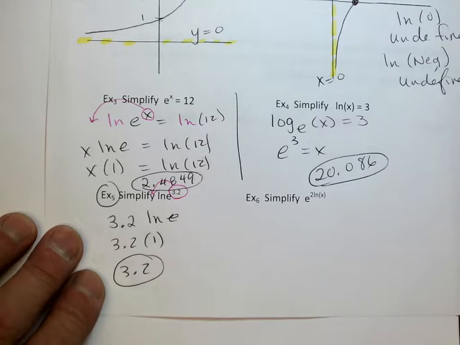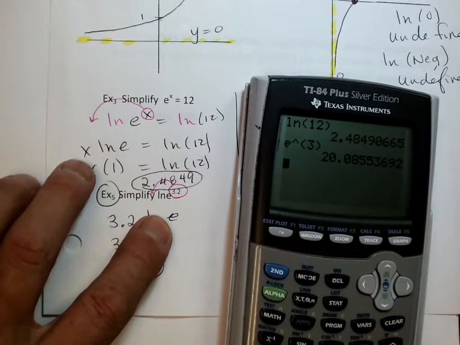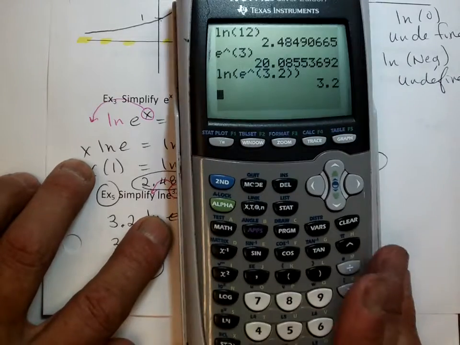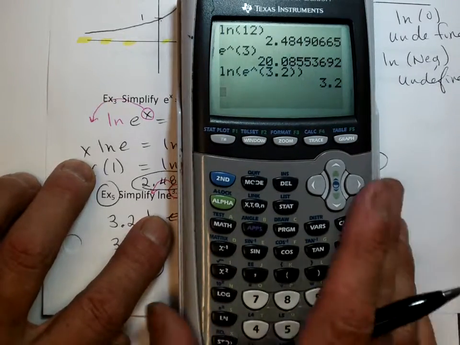And you could have done that on the calculator actually, you could have gone straight to it. It's just numbers. I could have gone ln e to the 3.2, and sure enough, 3.2. How's that, Jamie? That works.